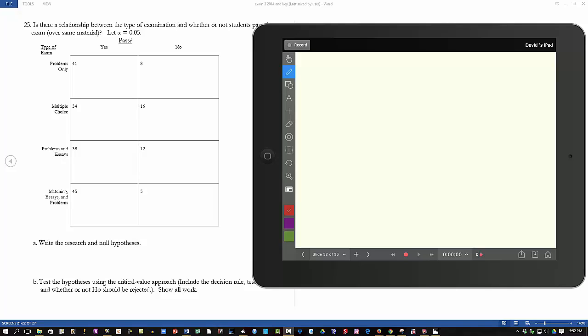Okay, on number, I don't think it really is 25, this should be number 27 on there. Is there a relationship between type of examination, problems only, multiple choice, problems and essays, matching essays and problems, type of exam, and whether or not students pass the exam?